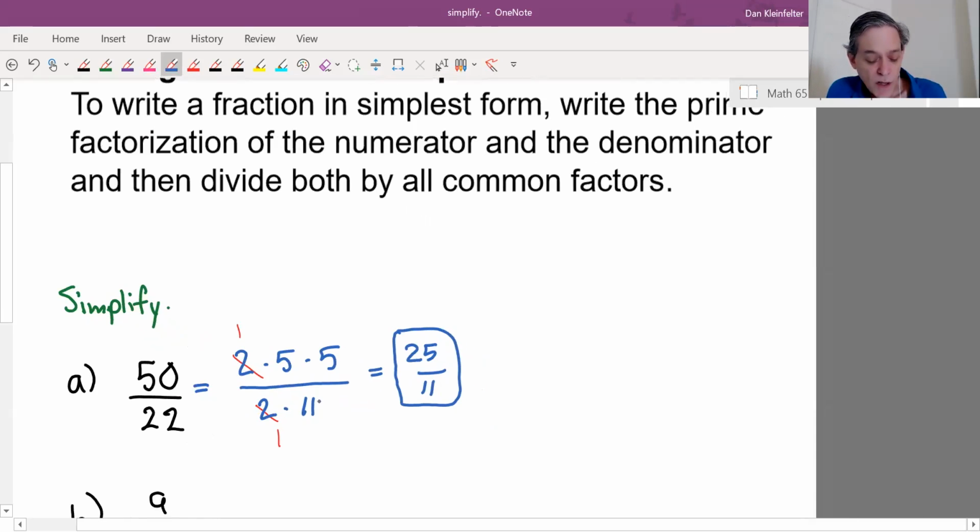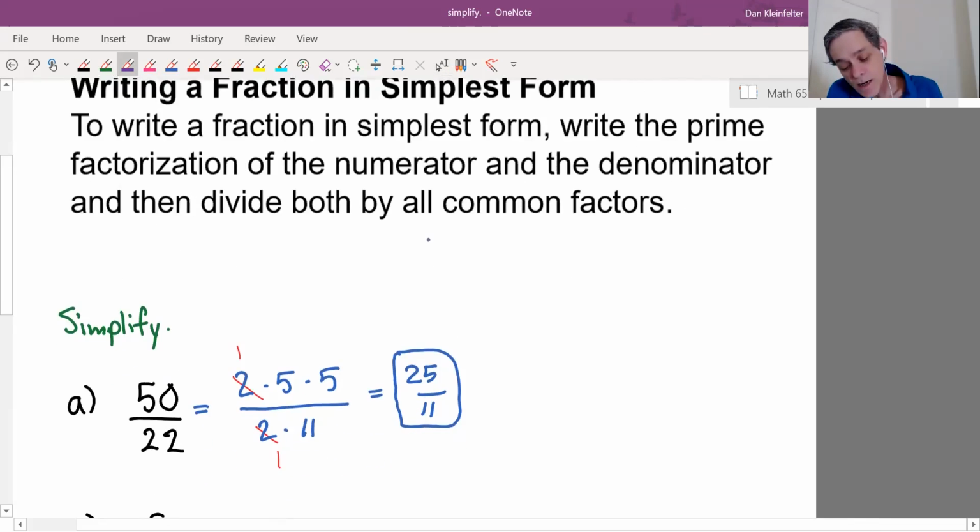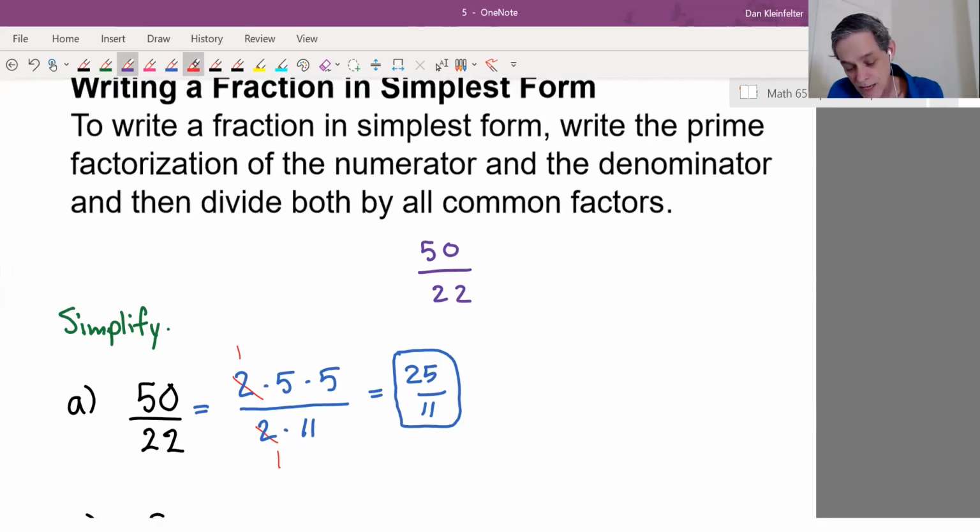Okay, so you'll notice that I formed the prime factorization for this because that's more or less what the written directions say to do. If you are comfortable not doing that, then there's nothing wrong with doing it the following way mathematically. If you say, okay, well, 50 and 22 are both even, so let's divide through by 2. 50 divided by 2 is 25.